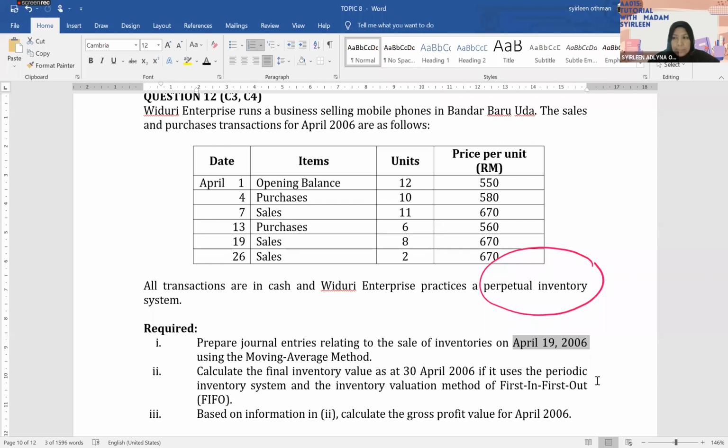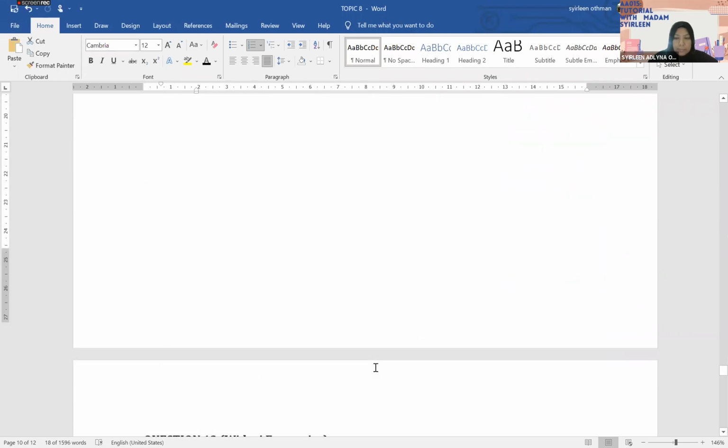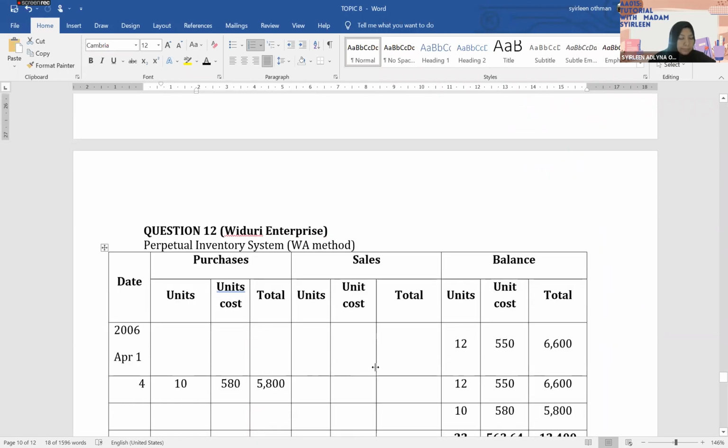Tapi saya kena kira dari awal sebab dia moving average. Sebab setiap kali ada purchase, harga akan berubah. So nilai pada 19 hari bulan tu takkan sama kalau you kira manual di luar. Okay, so nak jawab Roman 1 ni nampak macam simple, but still you need to prepare the table.